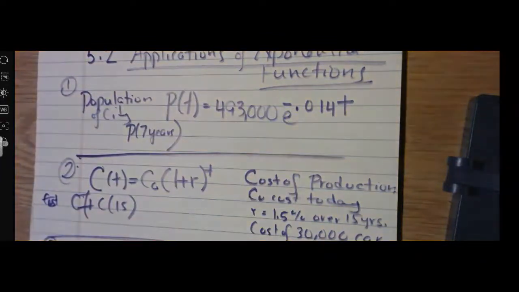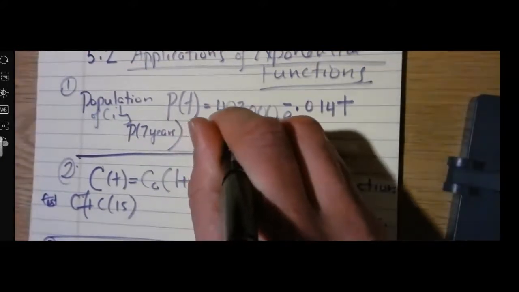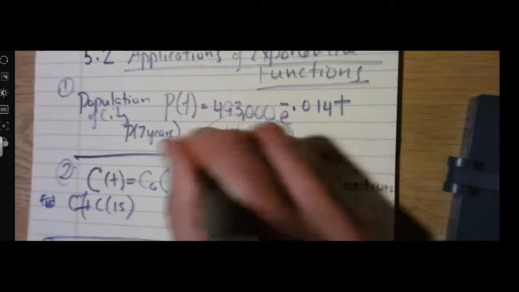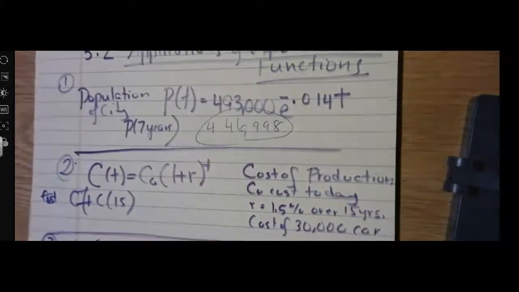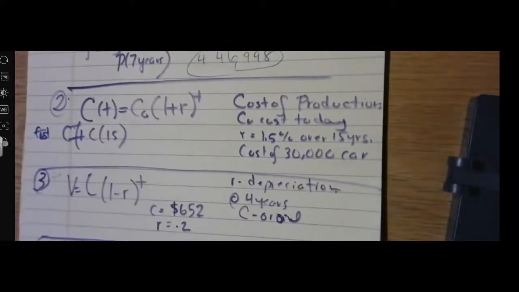446,997, okay? So if you work that out, that should be 446,998. You actually round up to the nearest whole person in that case. Follow the directions that are on Hawks, but I think that's what it is.